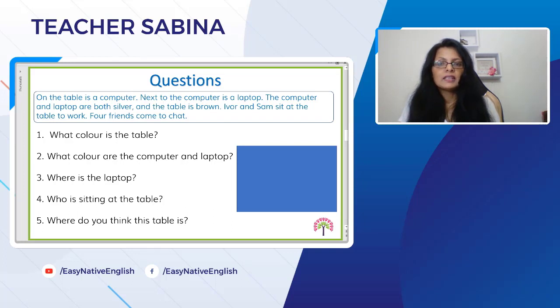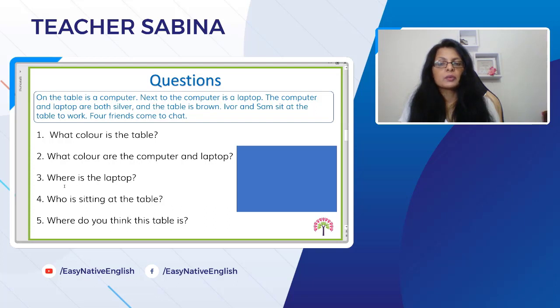But in here, it also said next to the computer is a laptop. Okay, so it's not just on the table, it's also next to the computer. Okay, so we have 2 prepositions here. We have on, the laptop is on the table, but it is also next to the computer.